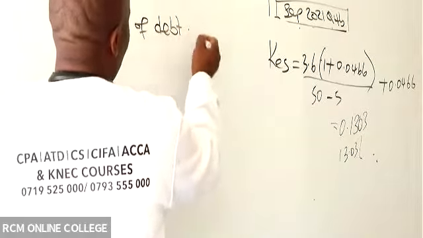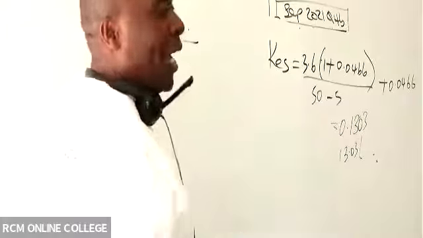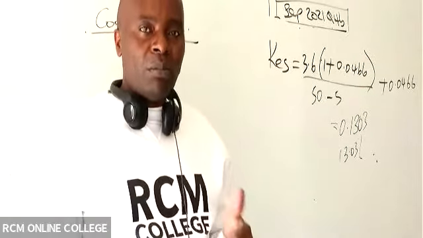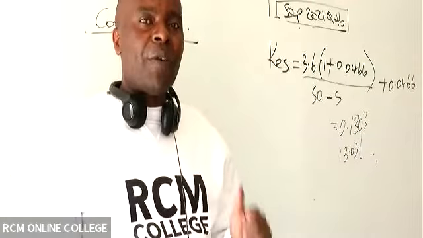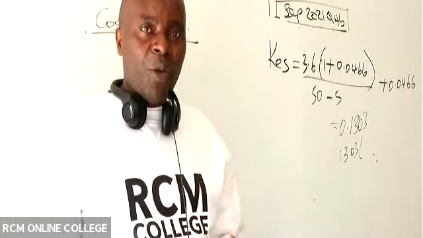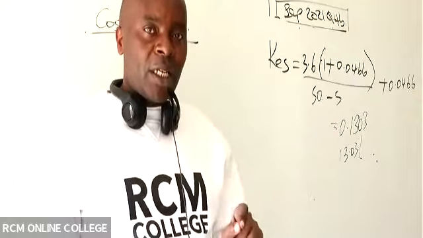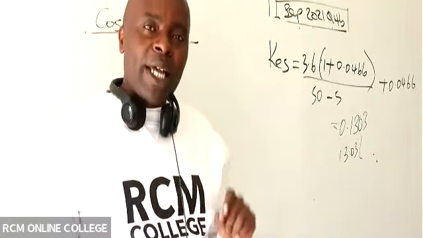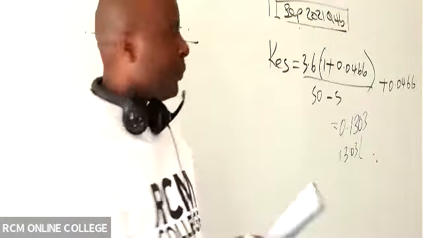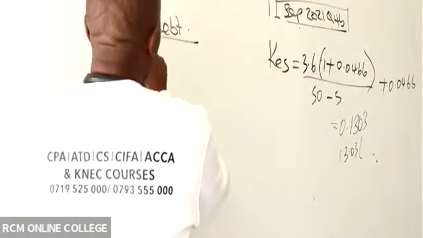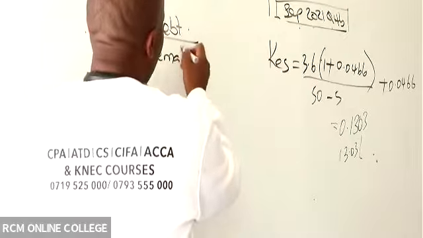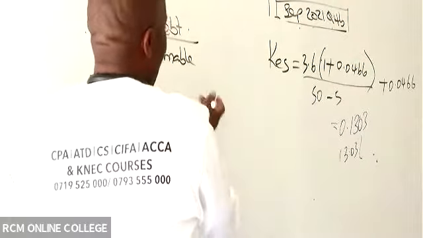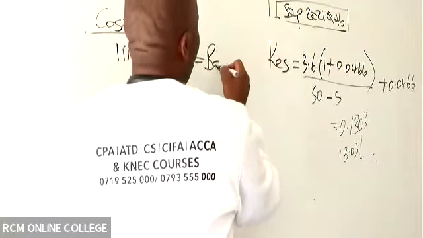Cost of debt. We have got two types of debt instruments: irredeemable, and redeemable. You need to know how to get the cost of those two types of debt. The one I have here is irredeemable. How do I know it's irredeemable? There is no redemption. We will never return it because there is no N.